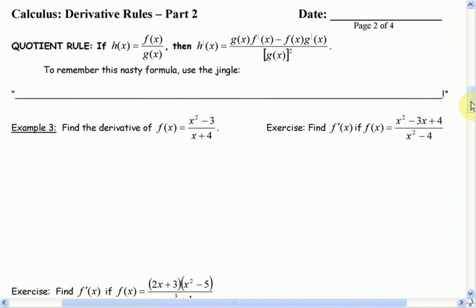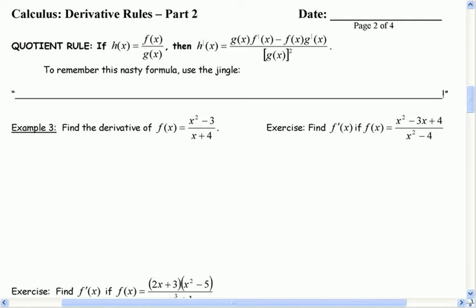The quotient rule. Look how nasty this one looks, all right? Your function is made up of two other functions that are being divided by each other, okay?